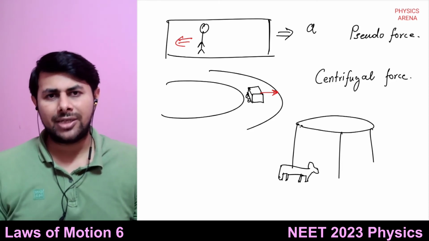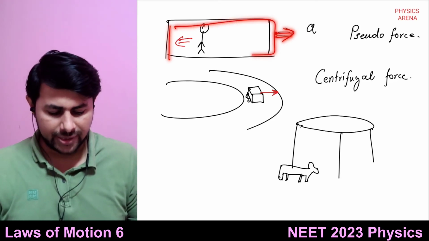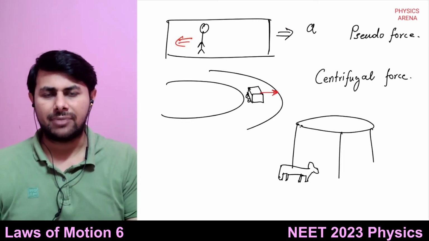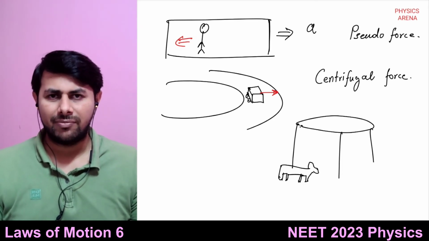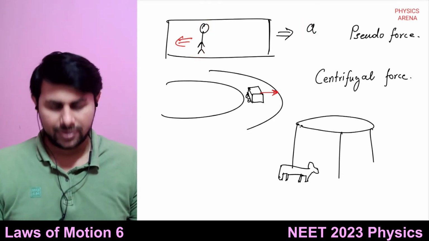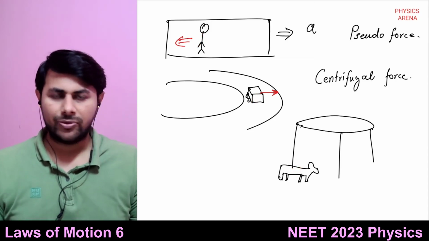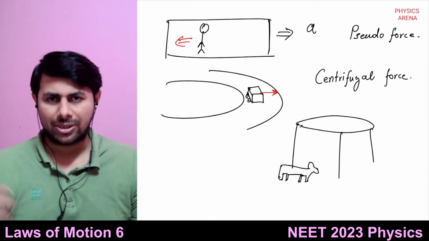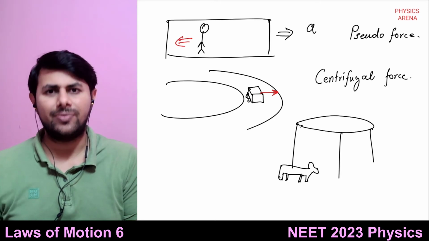And what is the direction of that pseudo force? So you see here, the bus is accelerating towards right. This person gets accelerated towards left. That means pseudo force is opposite to the acceleration. And how much is its magnitude? Magnitude is equal to mass of the person multiplied by this acceleration. So to explain this motion, we'll take the help of pseudo force. The magnitude of pseudo force is mass of the person multiplied by this acceleration, and it acts in the opposite direction of this acceleration.